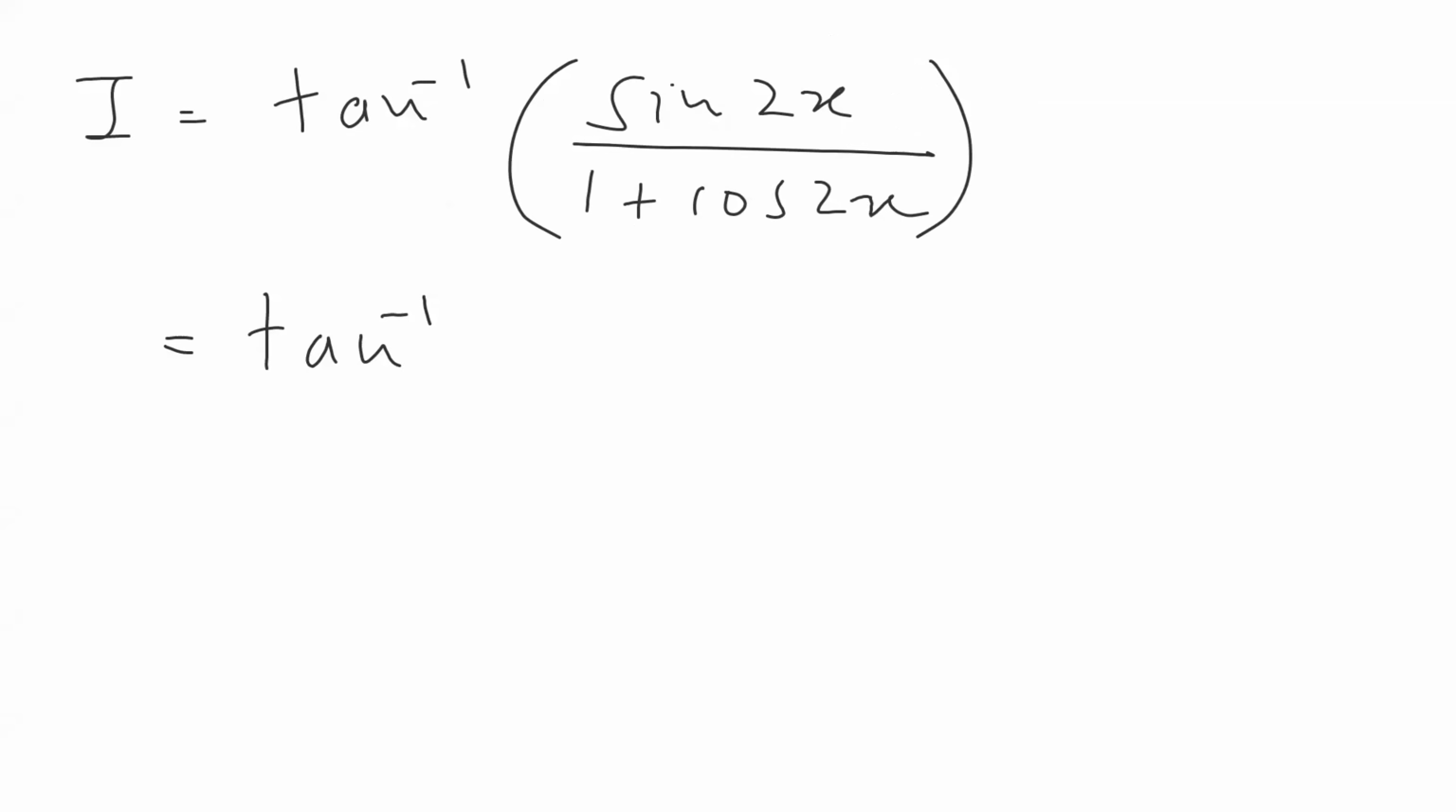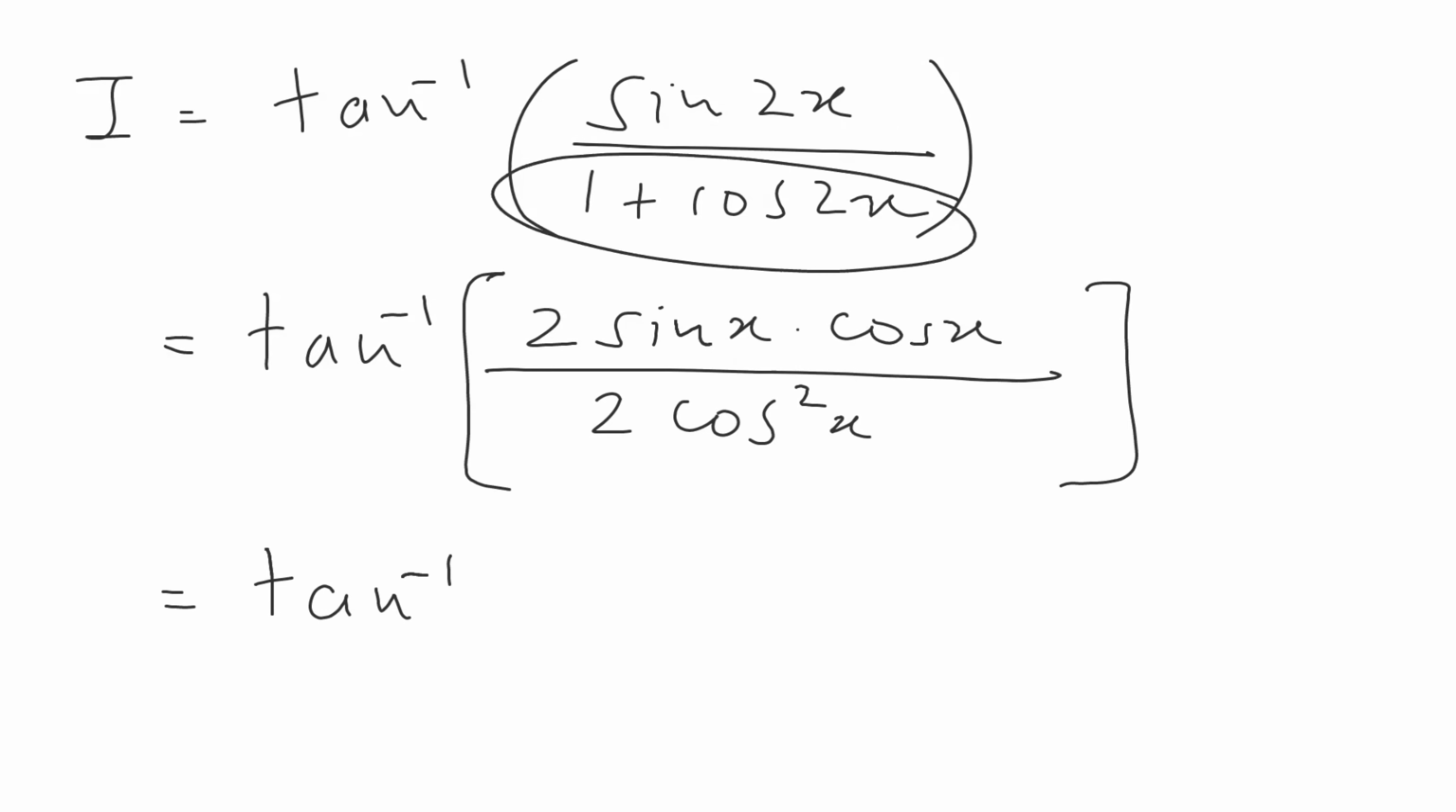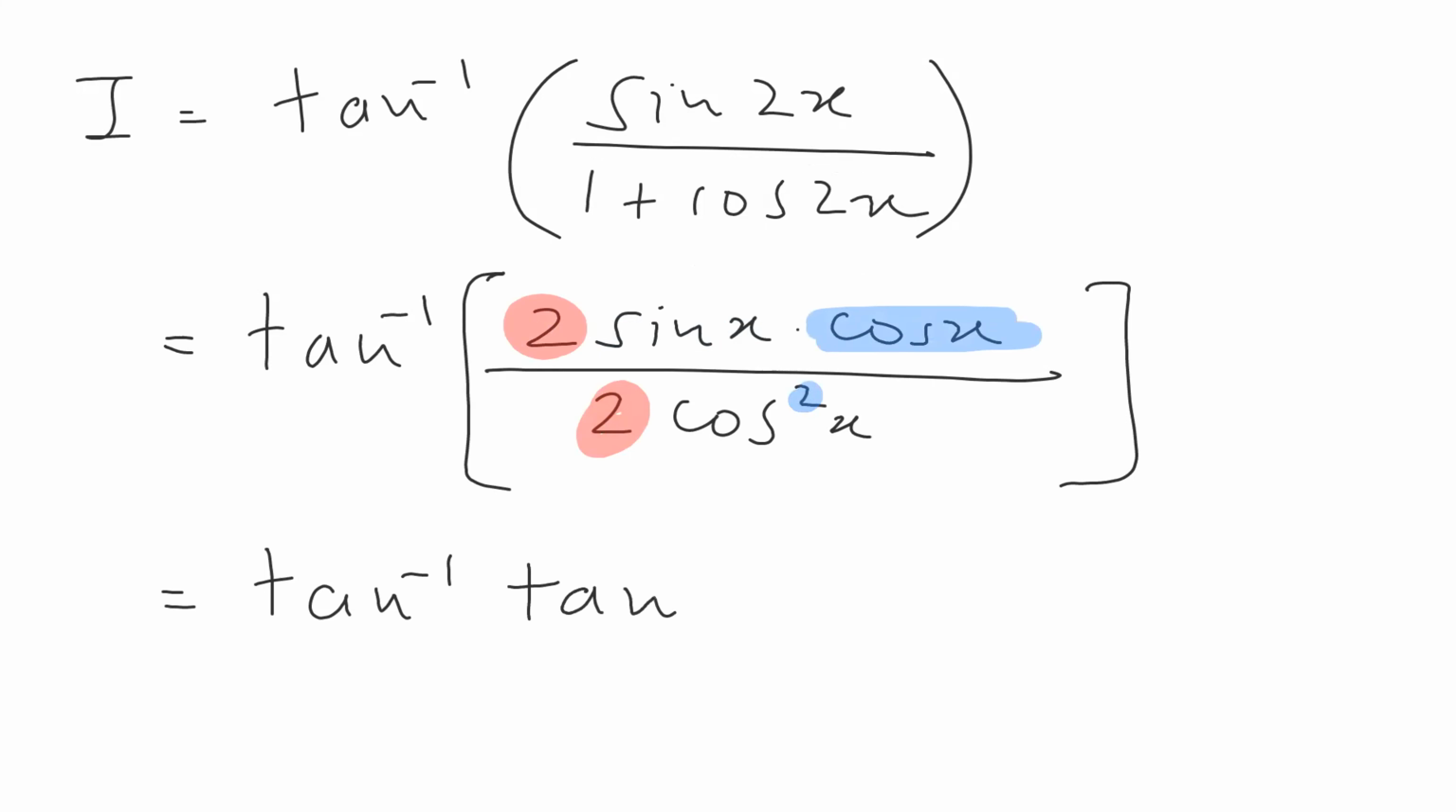So we'll just write 2 sin x cos x, and the 1 plus cos 2x formula is 2 cos square x. So tan inverse of, I hope you know the half angle formula for sine 2x and 1 plus cos 2x. 1 plus cos 2x is 2 cos square x and 1 minus cos 2x is 2 sin square x. So as you can see, the 2 and 2 will get cancelled. Cos x, one term remains, and down, the square part will get cancelled. Tan inverse of tan x. Tan inverse of tan x is x.